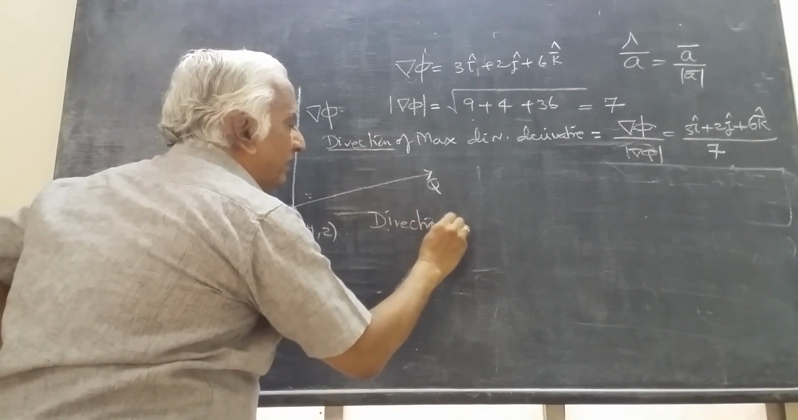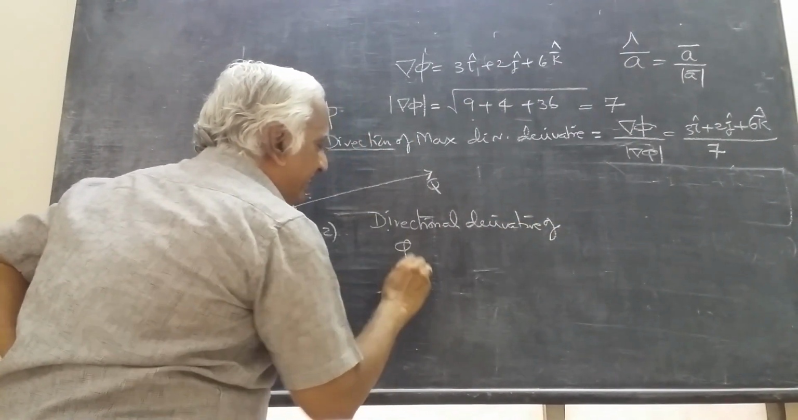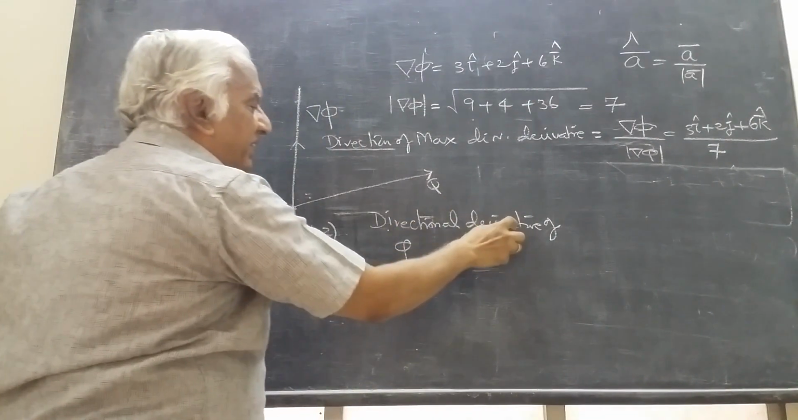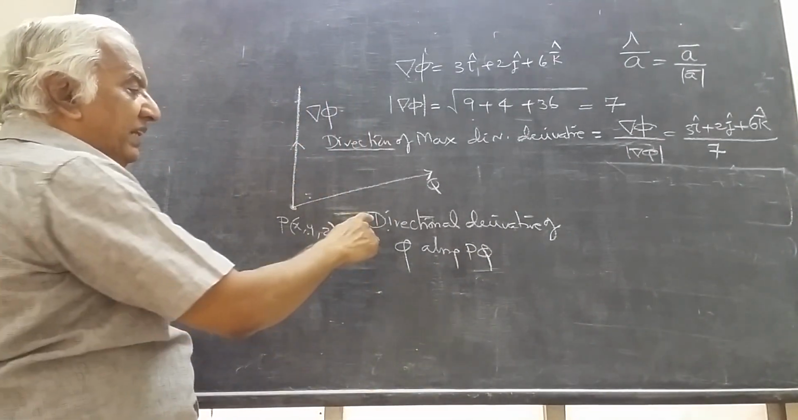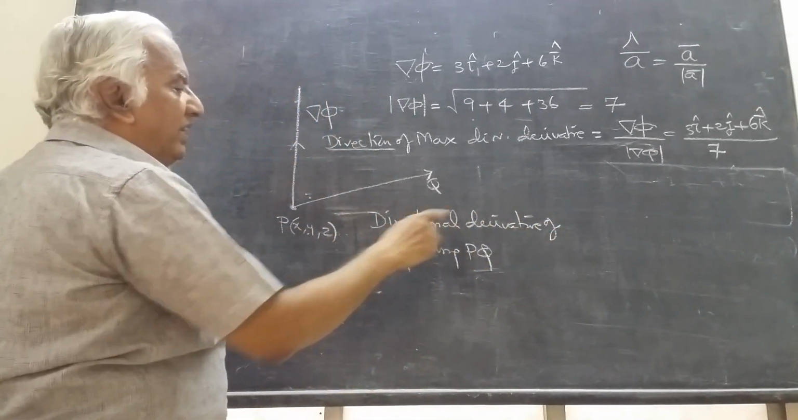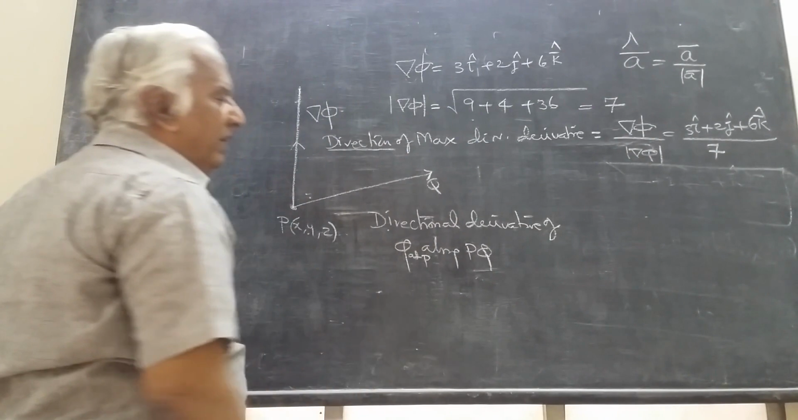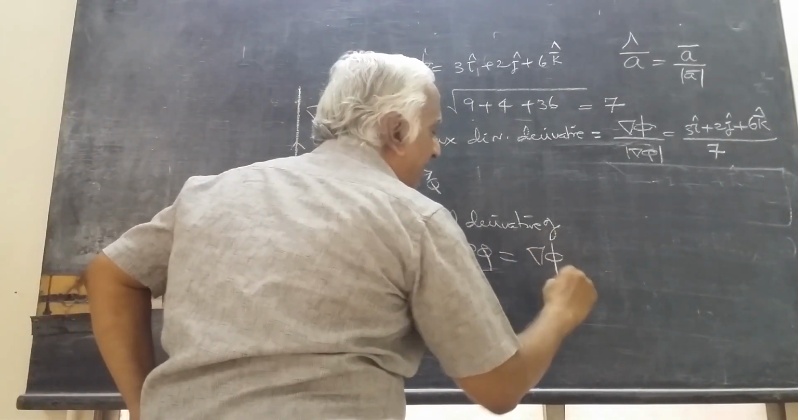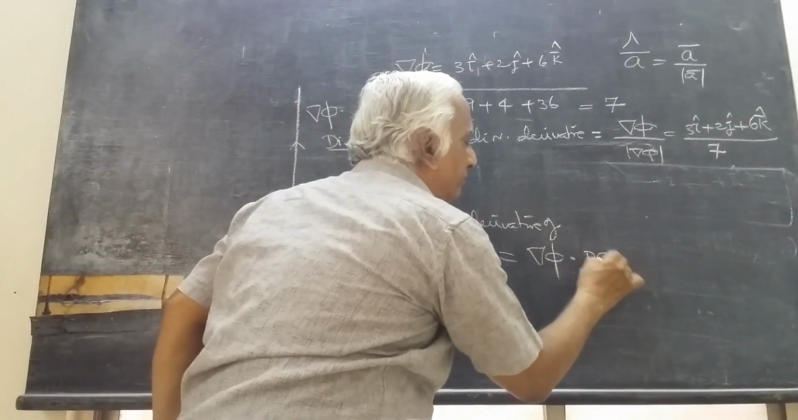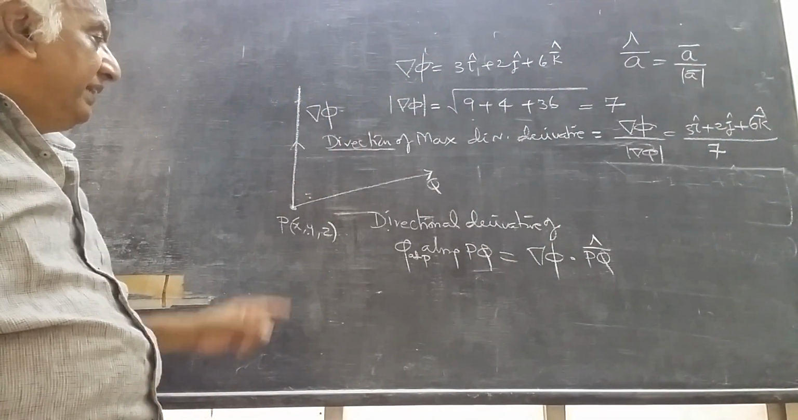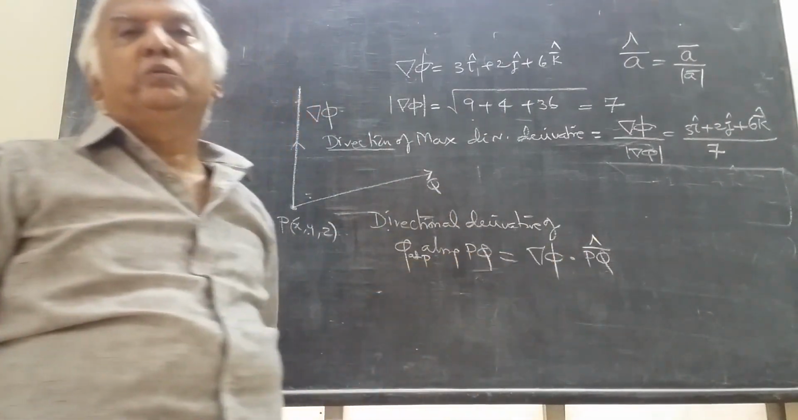the directional derivative of phi, phi is the function, along PQ. Directional derivative of phi along PQ. You are at P, going in the direction of PQ. At P along PQ, that means del phi, the maximum directional derivative, dot PQ unit. In the direction you want the change, take del phi dot the unit vector PQ.